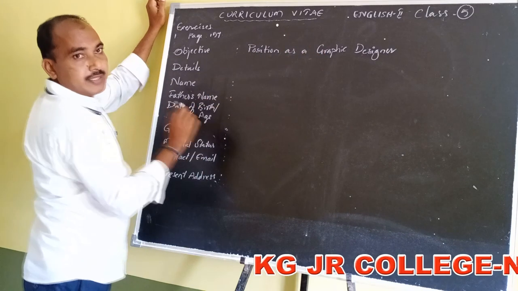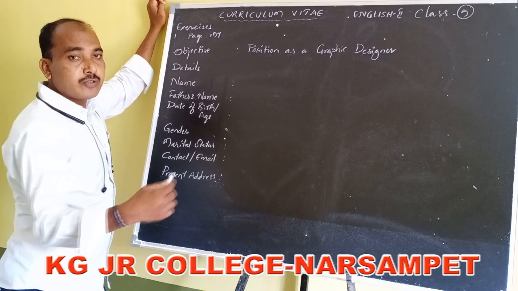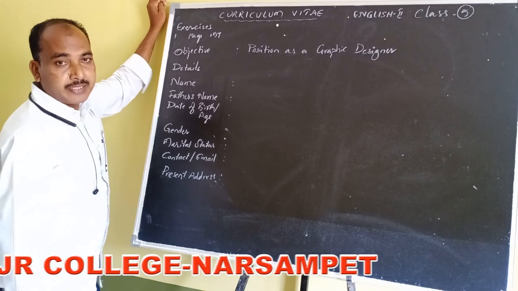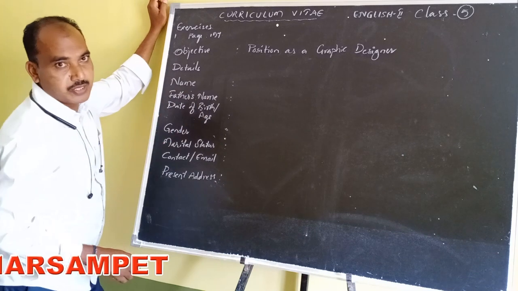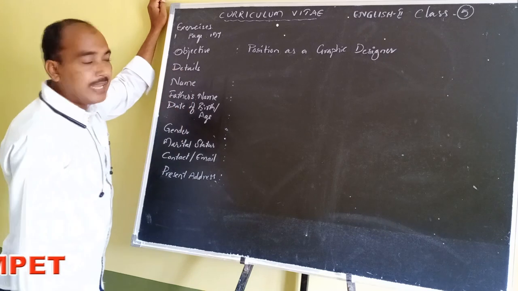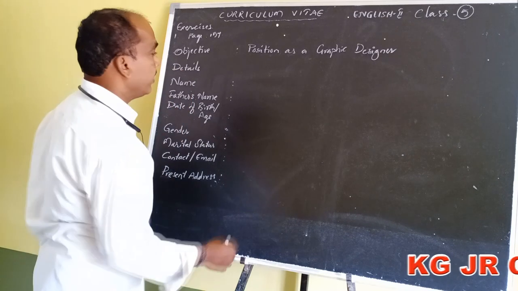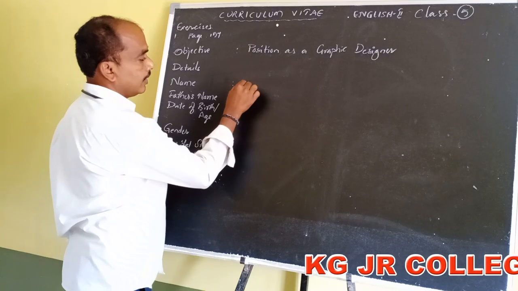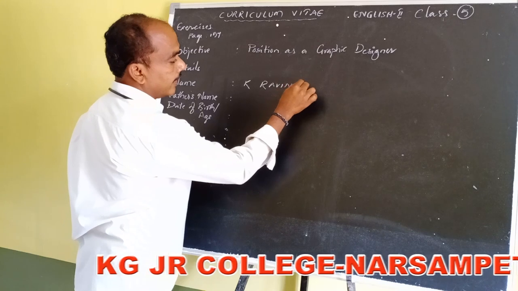Now the details. The details of the person who is going to write the curriculum vitae have to be presented in the following format. Name. The name should be written in capital letters. For example, your name is Ravinder, K. Ravinder. Okay.